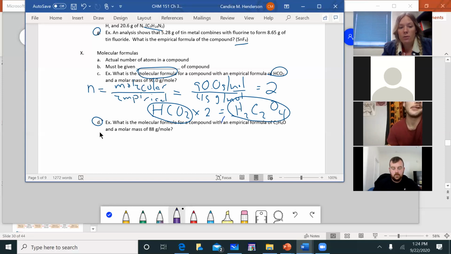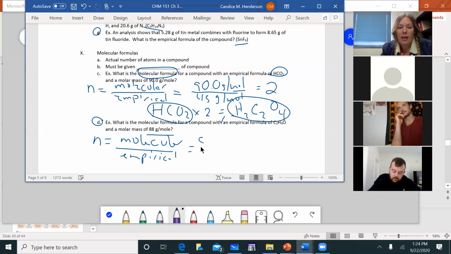Let's do this one real quick. So we have, what is the molecular formula for a compound? The empirical formula is C2H4O2, and you have a molar mass of 88 grams per mole. So we solve for N. We got our molecular over our empirical.